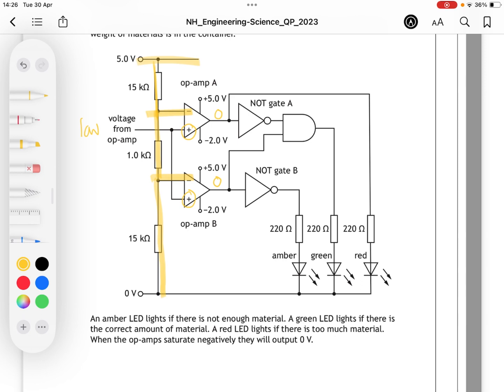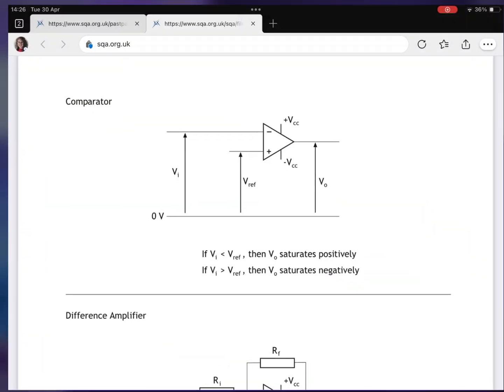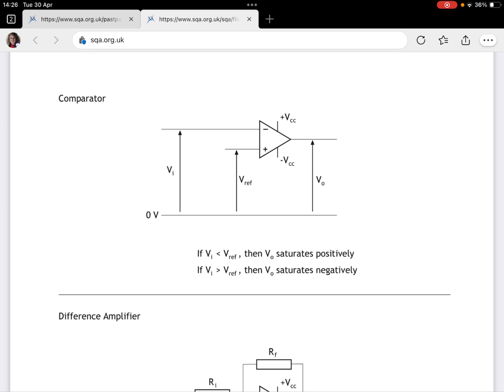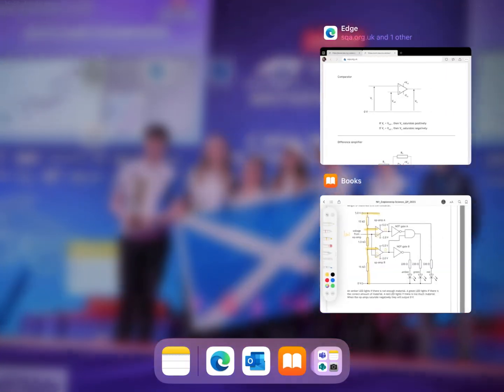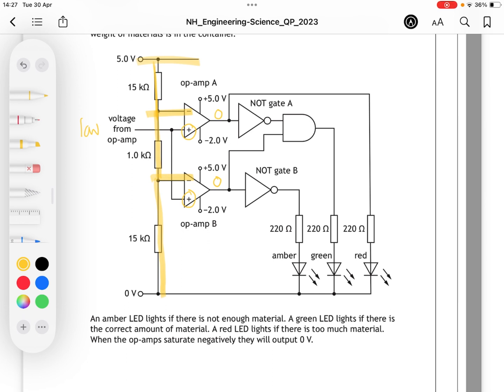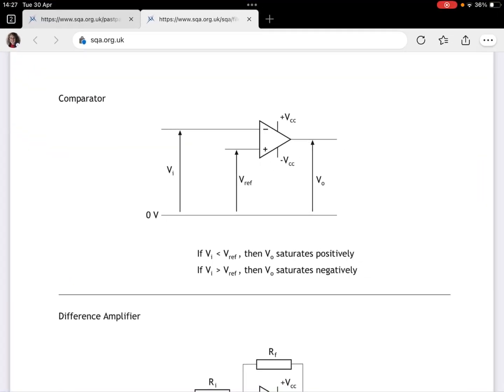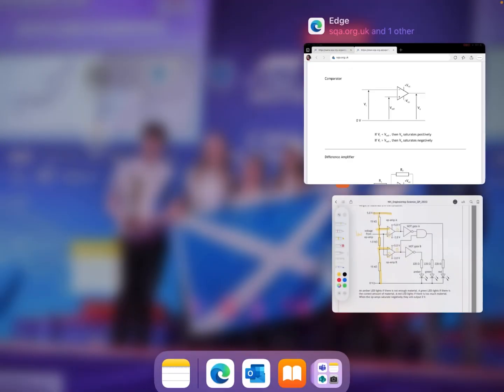If you're not sure about that, don't worry, because you can check in your data booklet. And what we've got is a comparator situation here. And so notice that we're told if VI, the inverting, is less than Vref, the non-inverting, then VO is going to saturate positively, and if VI is greater than Vref, then Vout saturates negatively. So in this scenario, for our yellow set, we've got a low input coming from our voltage input, so VI is going to be greater than Vref, and VO saturates negatively.